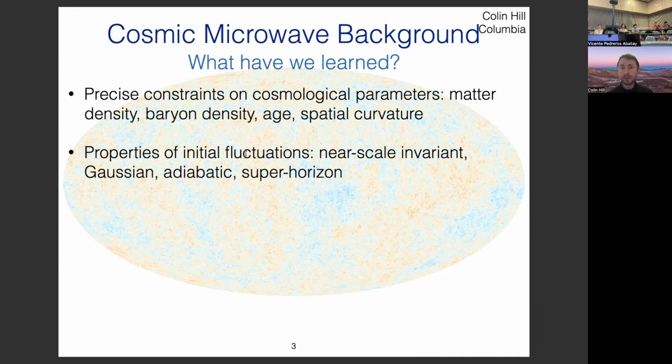And we've also learned important things about the properties of the initial fluctuations that gave rise to all the structure in the universe. So importantly, we've learned that they're nearly scale invariant, but not exactly scale invariant. They're consistent with being drawn from a Gaussian distribution. They're adiabatic, where by adiabatic here we mean that all the different components of the energy density fluctuated in the same way. So where I have an overdensity in matter, I also have an overdensity in radiation, and so on. And then lastly, we've learned that there are correlations that were super horizon at the time of last scattering, which sets very important constraints on the dynamical process that could have generated the fluctuations.